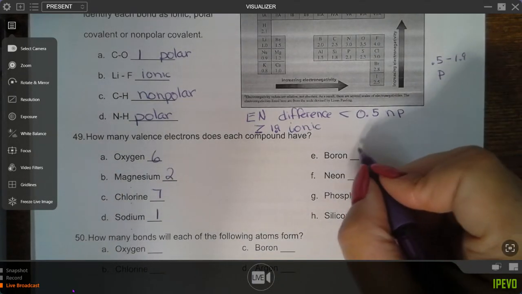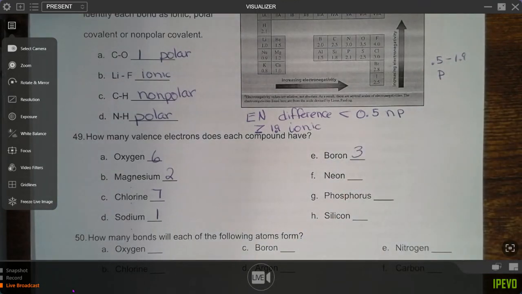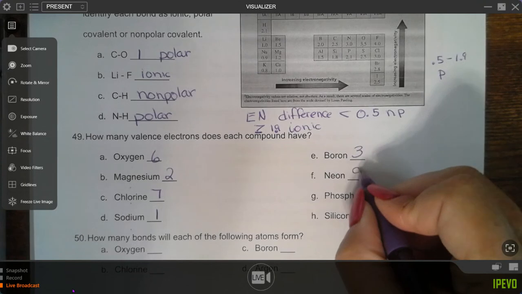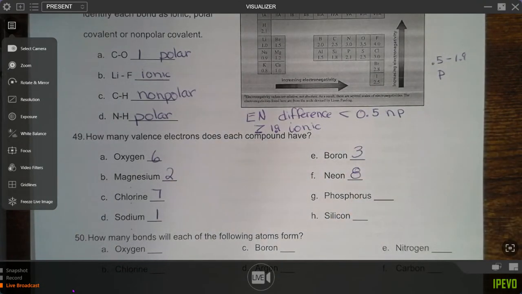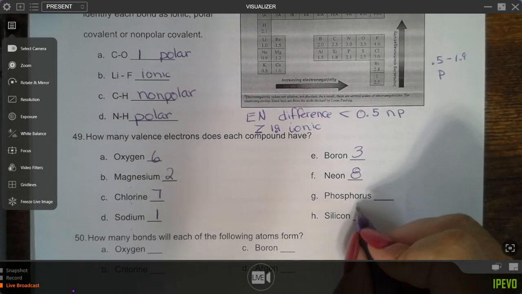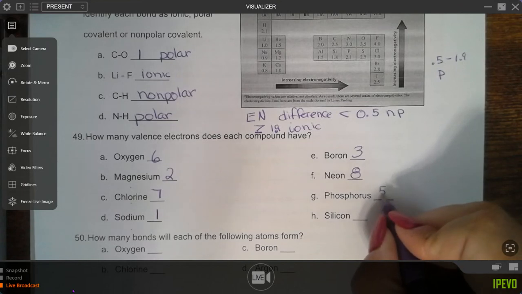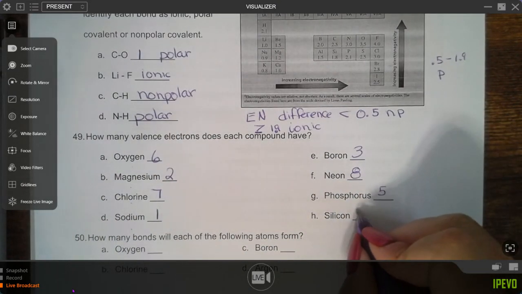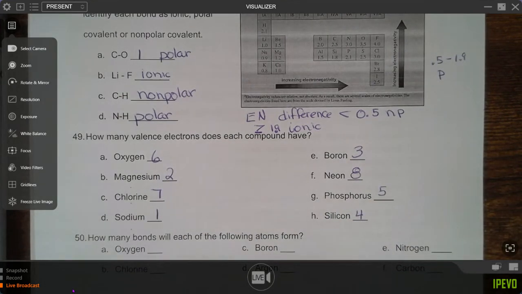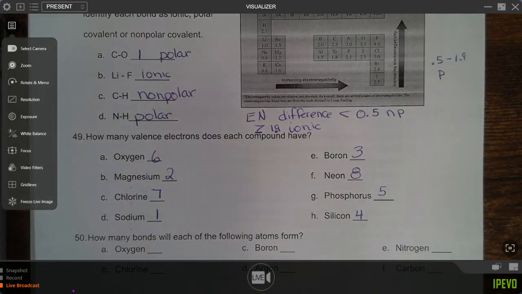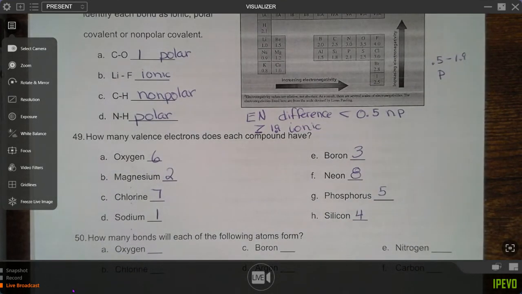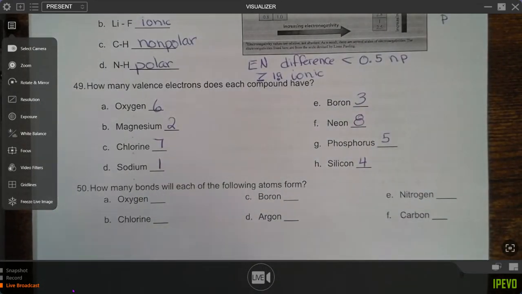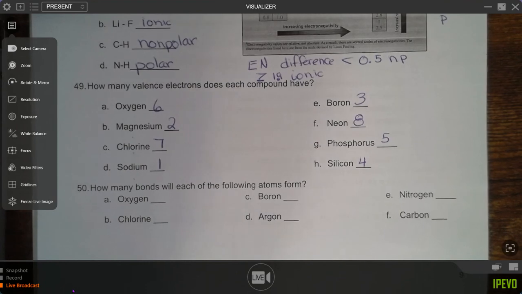Boron in group 13, so 3 valence electrons. Neon is in group 18, so it's got 8 valence electrons. Phosphorus is in group 15, so 5 valence electrons. And silicon in group 14 has 4 valence electrons. Okay, hopefully these are the things we've been using, and hopefully these things kind of stuck, and these are going to be easy, quick questions for you to answer.